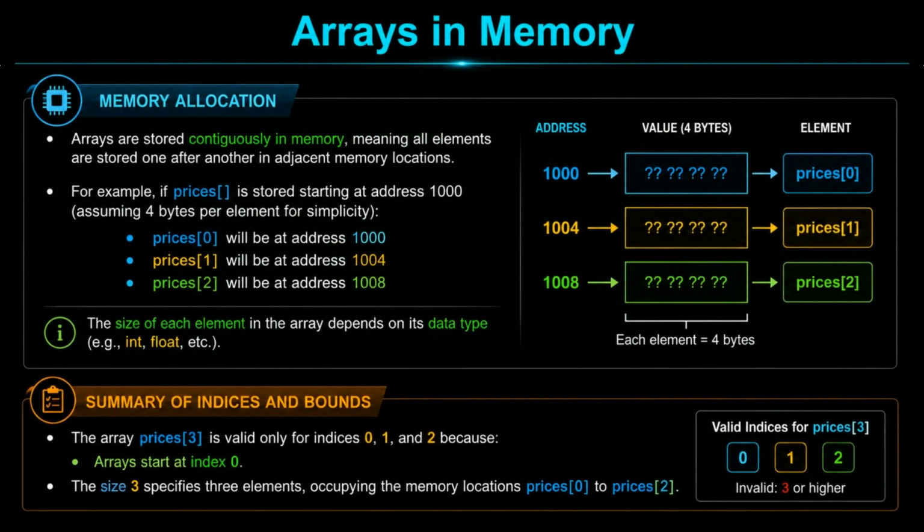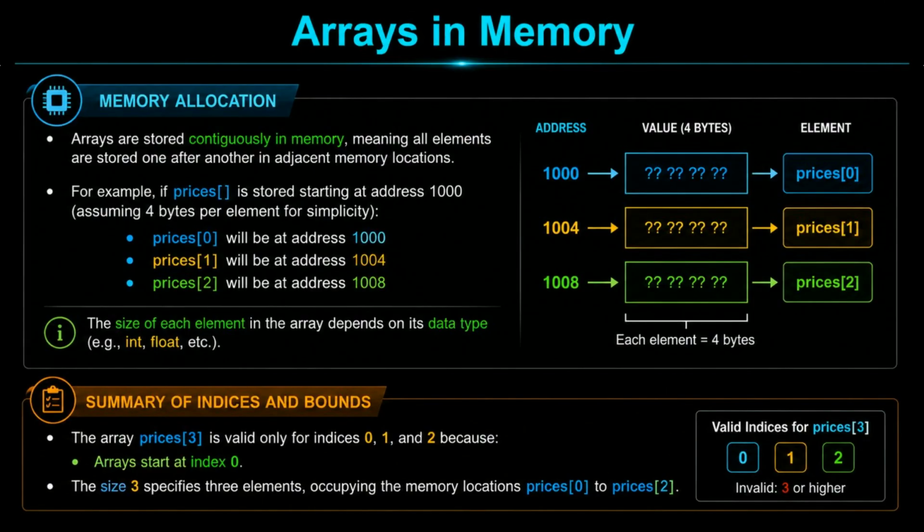Because array elements are stored contiguously, they sit one after another in memory. If prices starts at address 1000 and each element takes 4 bytes, prices[0] is at 1000, prices[1] at 1004, prices[2] at 1008, and so on. The element size itself depends on the data type.